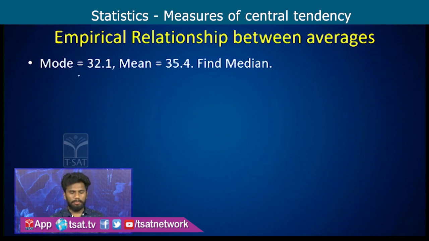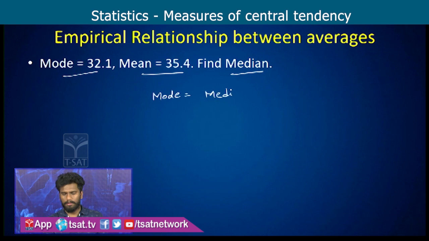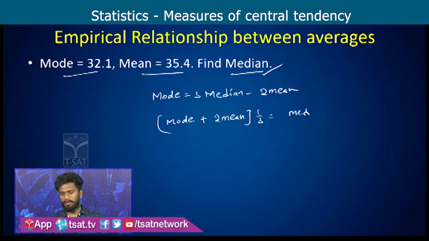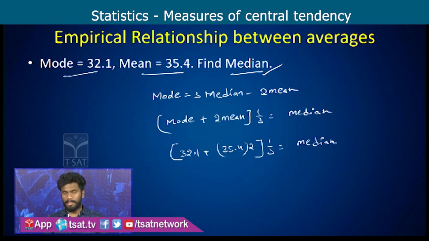Now, mode is given, mean is given, and you have to find the median. So first write the formula. Mode is equal to 3 median minus 2 mean. So we have to find the median. Mode plus 2 mean, into 1/3, is equal to median. Now substitute mode and mean here. Mode 32.1 plus 35.4 into 2, divided by 3, which will give you the median.